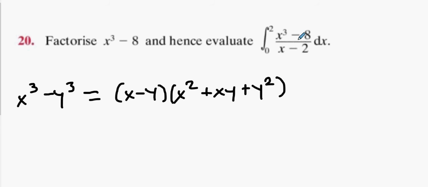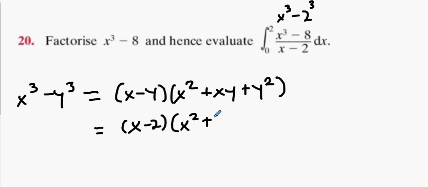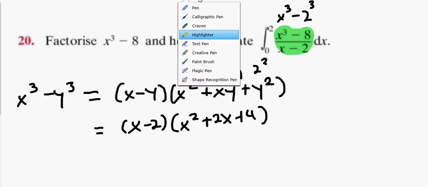Now that I've written that out, what do I have here? X cubed minus 2 cubed. So what do we replace y with? Replace y with 2. What do we get here? Everybody happy enough with that? So, what does this part specifically become then? What does that part specifically become?